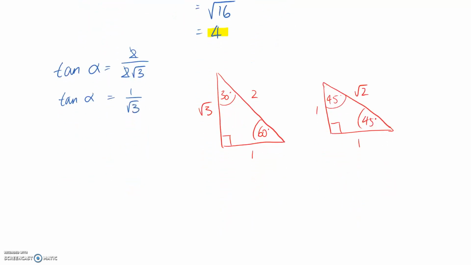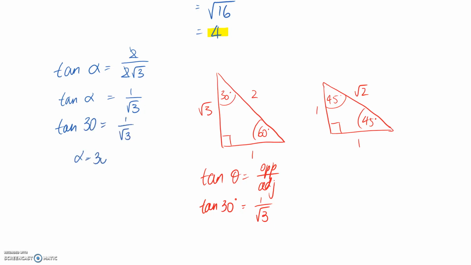We want to figure out the tan of what angle would give us 1 on square root 3. Remember, tan is equal to the opposite over the adjacent. So we want the opposite to be 1 and the adjacent to be square root 3. If I pick 30 degrees as my angle, I think that's going to happen. Tan of 30 from this triangle: the opposite would be the 1, and the adjacent to that angle would be the square root 3. So we can conclude that alpha is equal to 30 degrees.